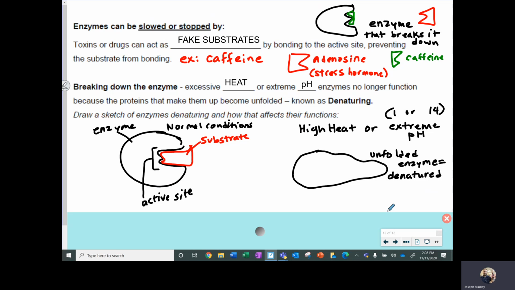So again, excessive heat or extreme pHs can cause the proteins to no longer function. What we're drawing here is an actual enzyme and the actual substrate. But what happens with high heat or extreme pH, meaning really low or really high, the enzyme gets unfolded, and now the substrate can't make contact. It doesn't have an active site. So the active site is gone.